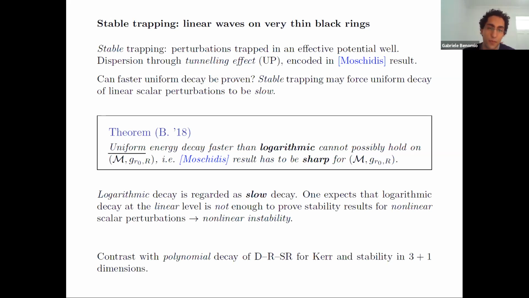Now, the relevance of this statement is that logarithmic decay is regarded as slow decay in that it's not, for instance, integrable in time. So one expects that logarithmic decay at the linear level is not enough to prove stability results for nonlinear scalar perturbations, and thus it is suggestive of a nonlinear instability. This should be contrasted with polynomial rates on Kerr established by Dafermos, Rodnianski, and Shlapentokh-Rothman, and in general, we would expect the stability of 3+1 dimensional stationary vacuum black holes.